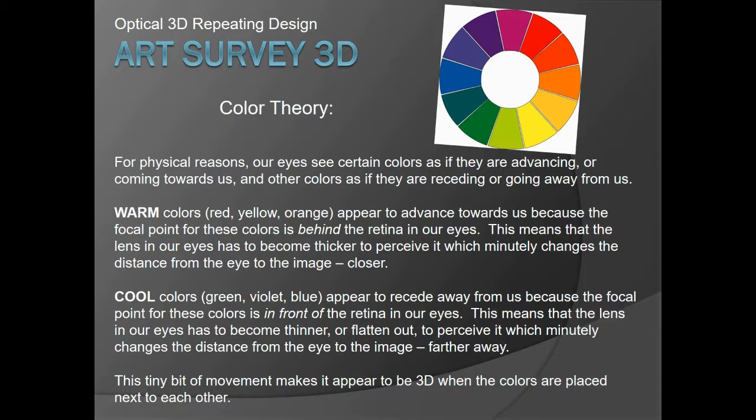Same thing for cool colors, but opposite. The cool colors, in order to see them, the colors that we associate with water, green, purple, blue, our eye has to thin out a little bit. The retina in our eyes has to thin out a little bit just for us to perceive those colors. So that's why it appears, when we're looking at colors on a flat, 2D surface, that some colors appear to get closer to us and some colors appear to go away from us.